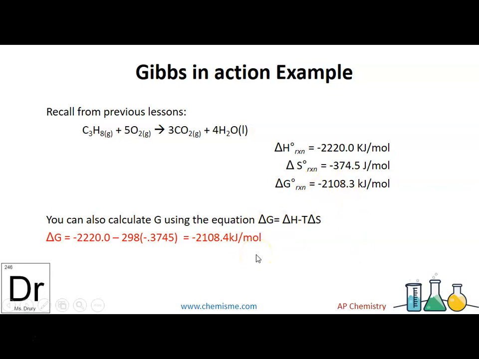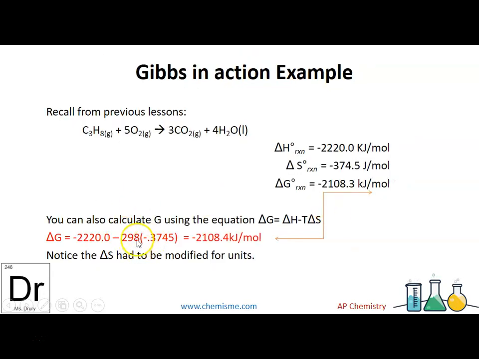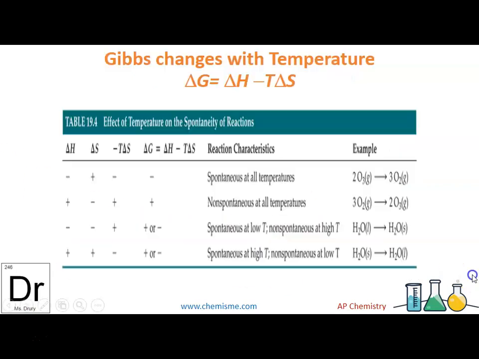So Gibbs is tied to how much heat is either required or given off, and how much entropy is either getting more ordered or less ordered, right? And so you can use this calculation to find Gibbs. Notice the S, again, had to be modified for units, so make sure you do that, because the temperature is also associated with the entropy. The higher it is, the higher the entropy. The lower the temperature is, the lower the entropy. And that value, 298, makes that S value a lot bigger and competes with the heat.